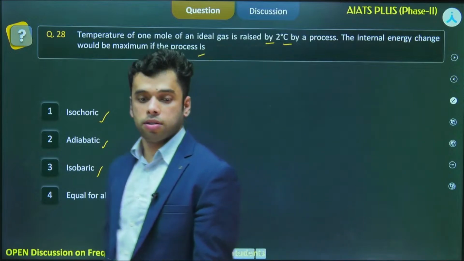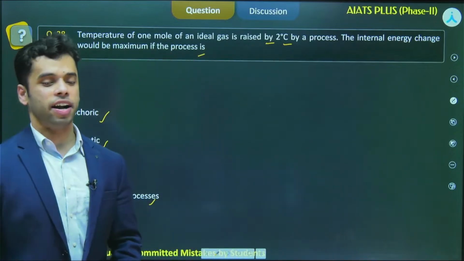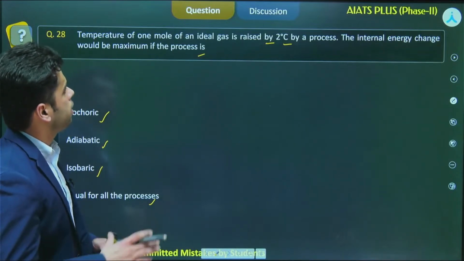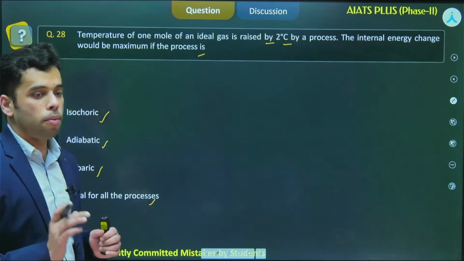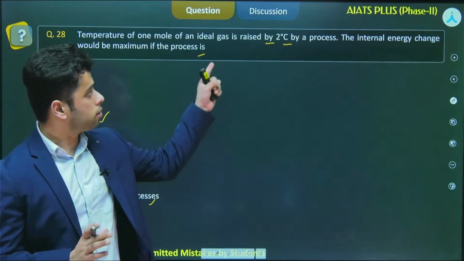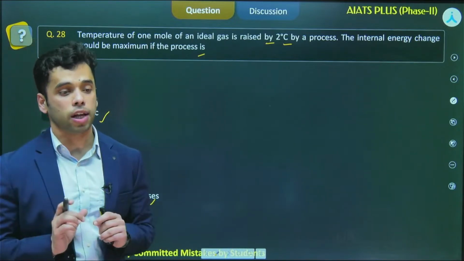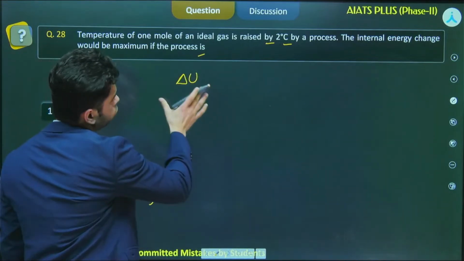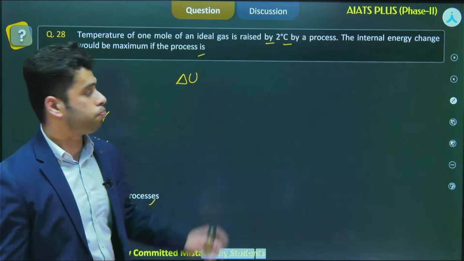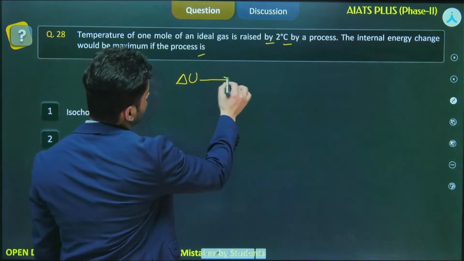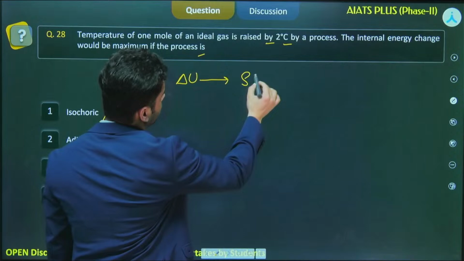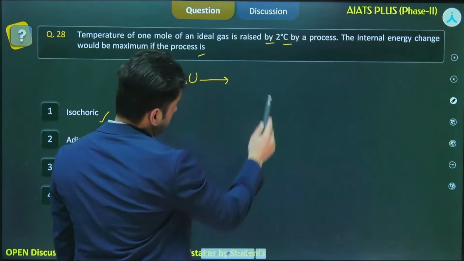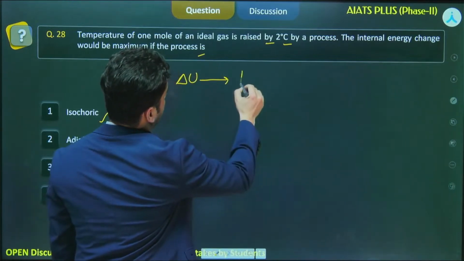Okay, someone is writing RAMS. So we need to calculate the internal energy change. Now, this problem is based on the chapter of thermodynamics. And I know that delta U, let me represent the change in internal energy by delta U, it is a very basic concept that delta U is a state function. I'll write it as point function.